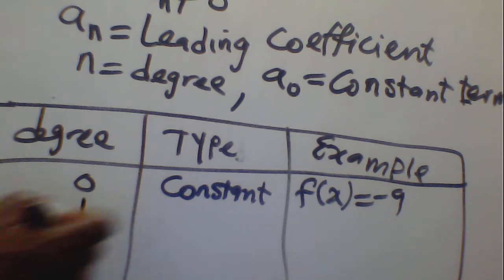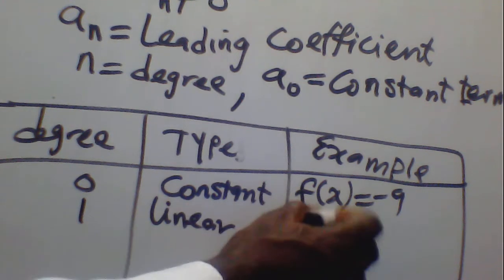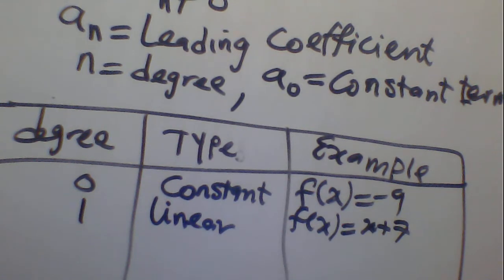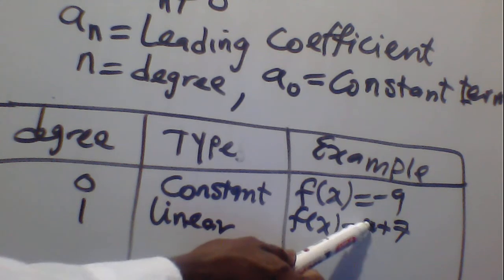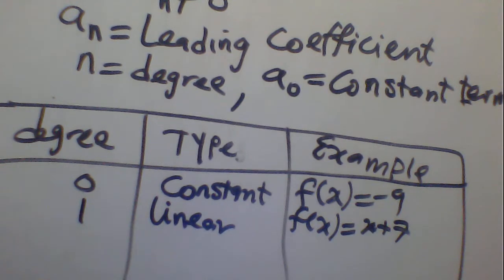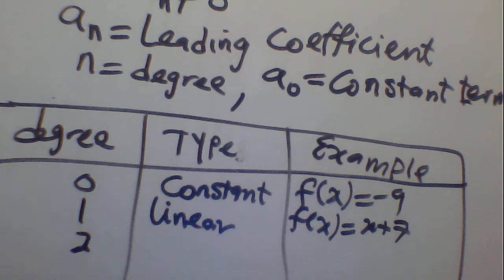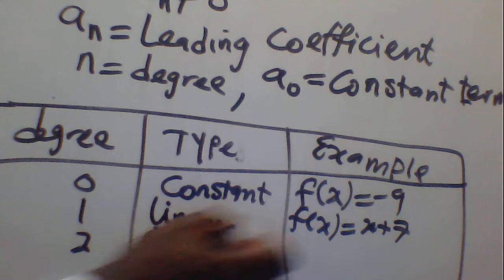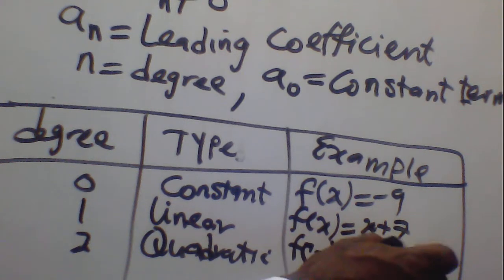So degree 1 is called linear. A linear function, f of x is equal to x plus 7. It's linear. Why is it linear? It's linear because the highest degree of the variable, the highest power of the variable, is 1. So we have degree 2. Are you seeing it? This type is called quadratic. Quadratic, f of x is equal to, it can be minus x squared plus x plus 9.